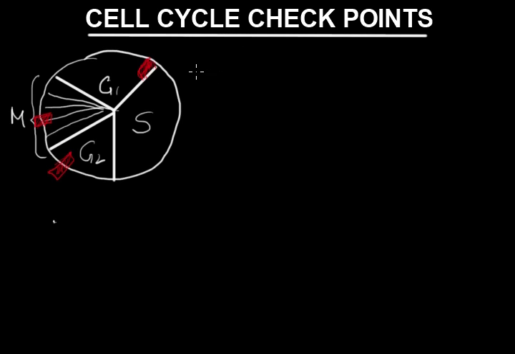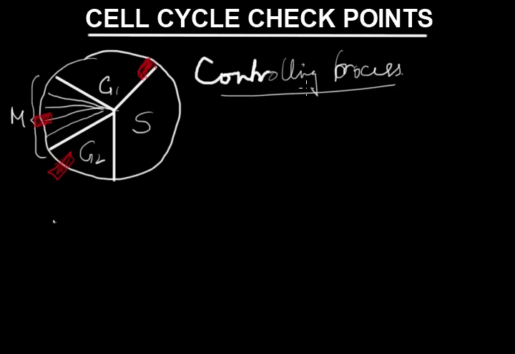So what actually are checkpoints? Checkpoints are controlling processes which ensure the proper division of a cell, which means checking whether the preparation for cell division is as per requirement or not. All of that has to be checked at these points.